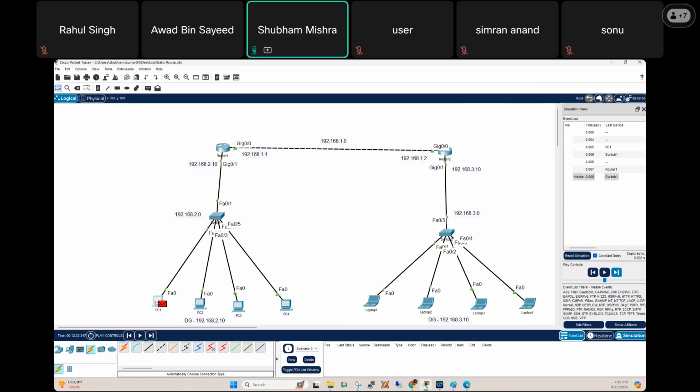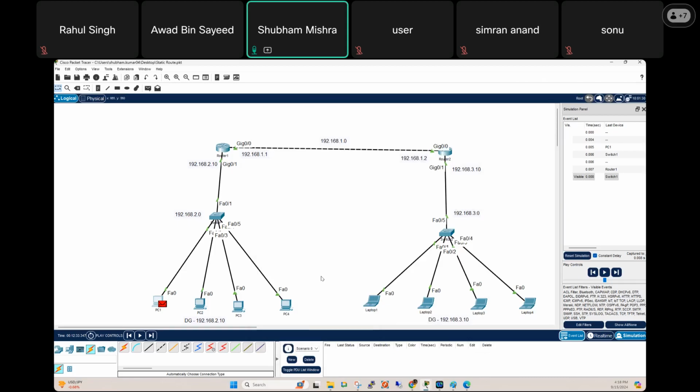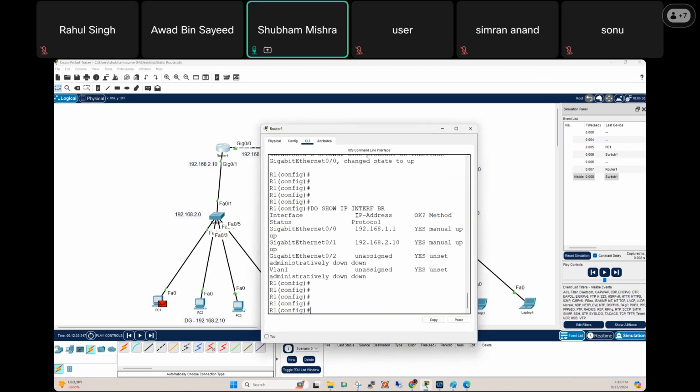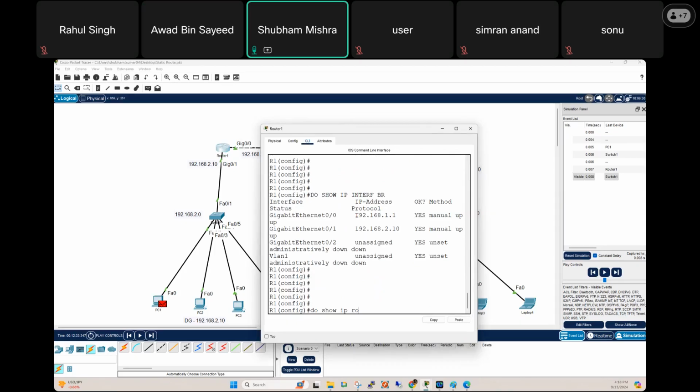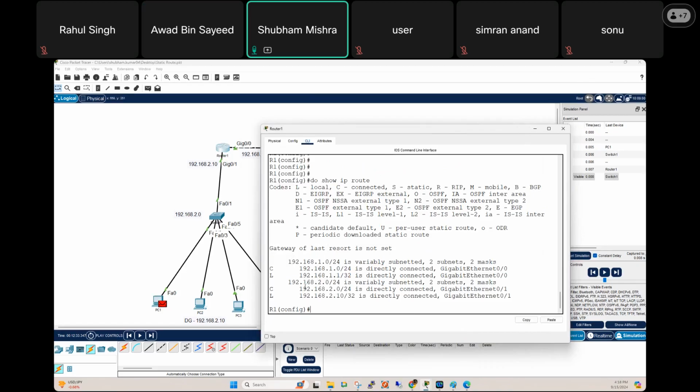So on the PC, what are you getting? The host is unreachable. So what is the solution? First of all, tell me what is the problem? When you check the routing table with show ip route, is there any 3.0 network? No. On this router right now there are only 2 networks, 192.168.1.0 and 2.0, and both networks are directly connected with this router.